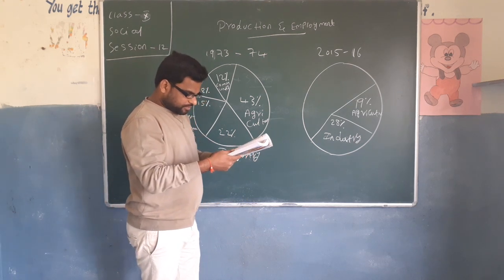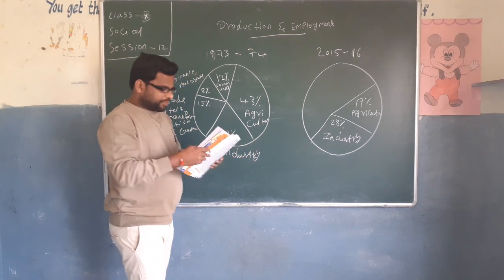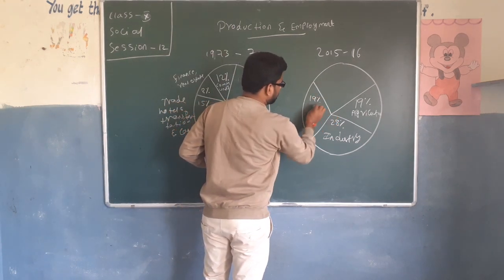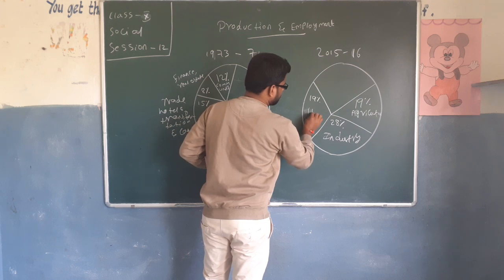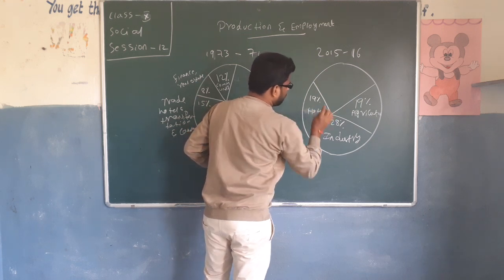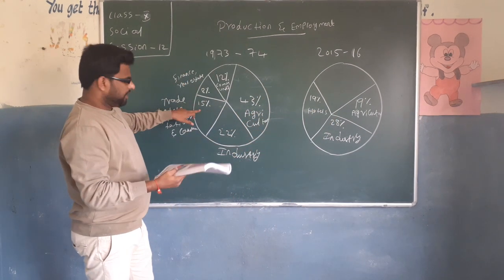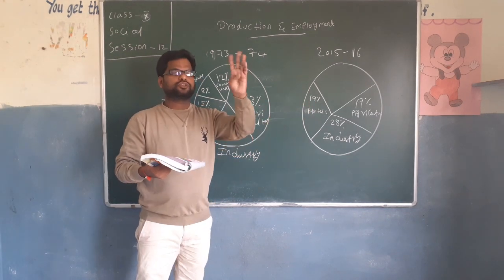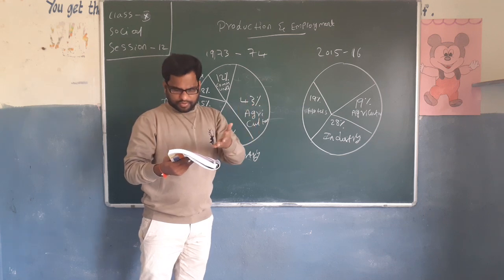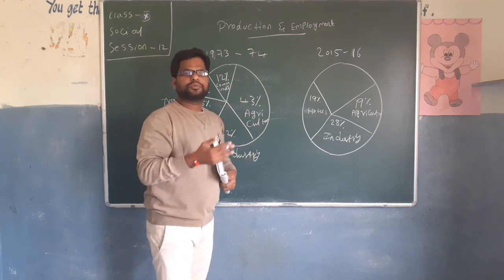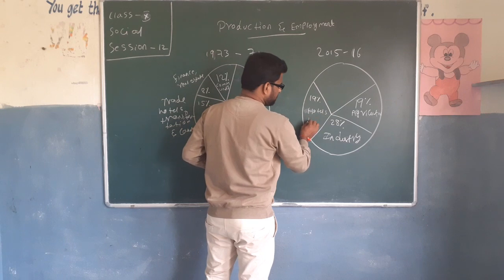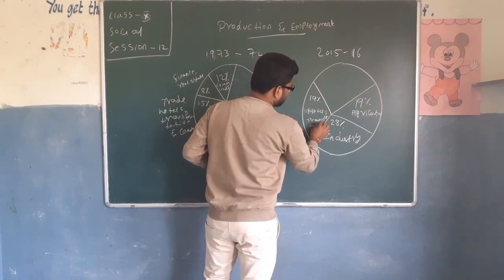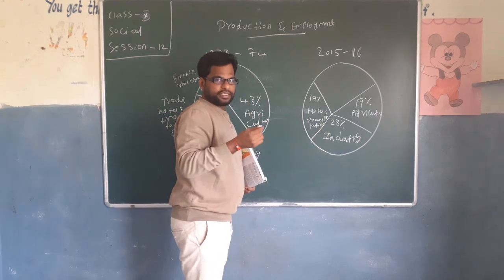And 19% is from hotels. If you see here, it is 15%, and in the year 2015-16 it increased. It means most of the people are depending on transport, trade, right? And it means the government is getting income from these people. It is nothing but tax.